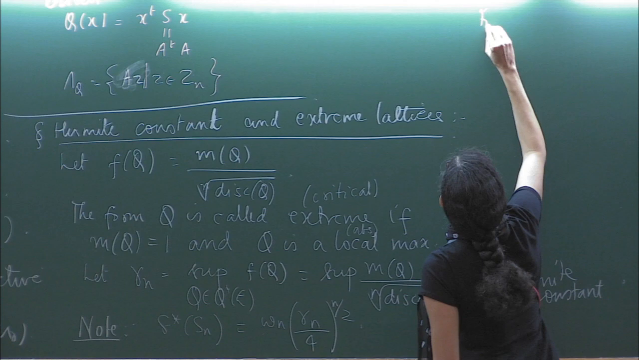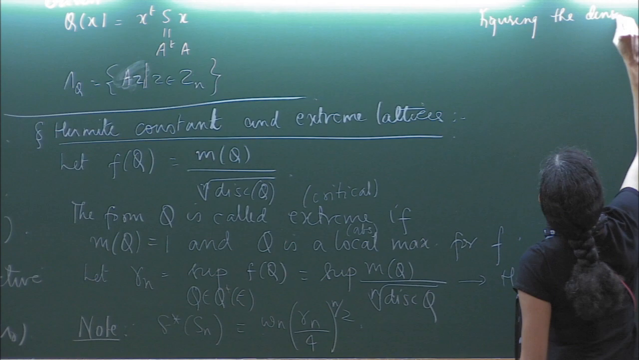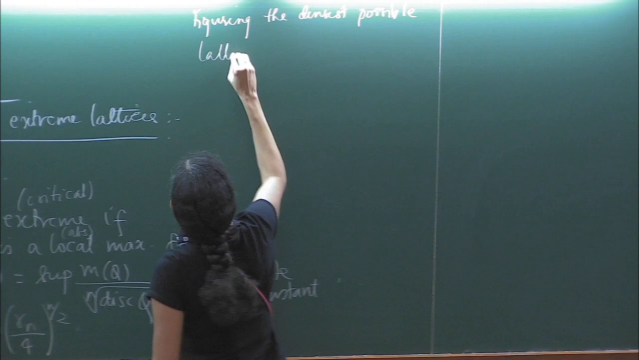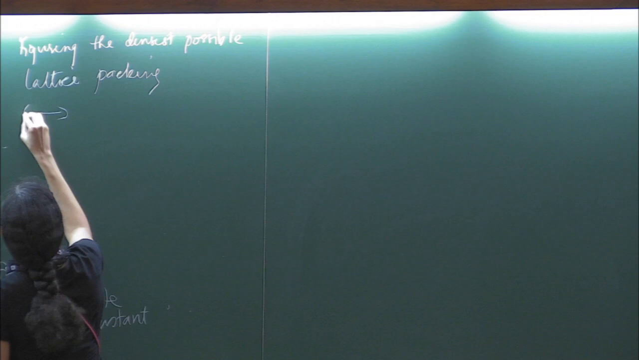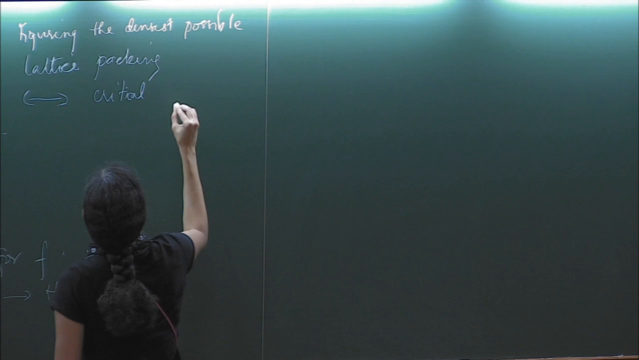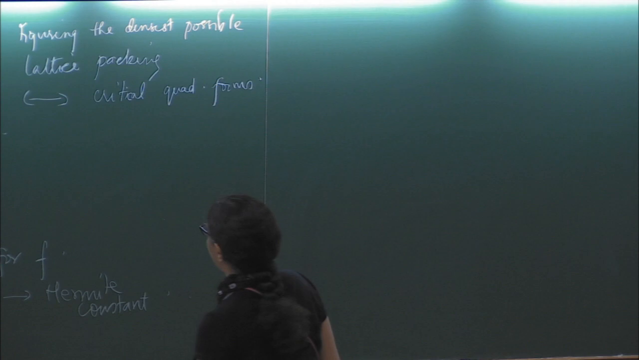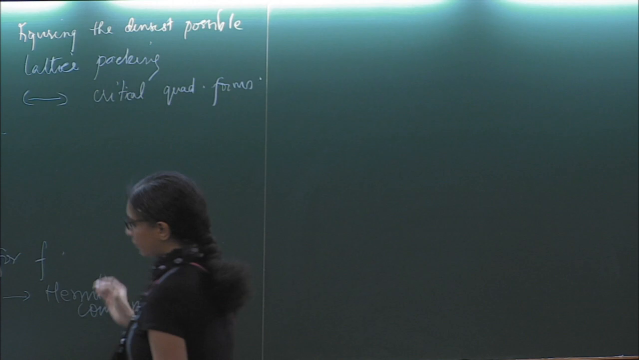Figuring out the densest possible lattice packing corresponds to figuring out the critical quadratic forms. And that's the goal of lattice reduction theory. Before that, I want to say a few words about this Hermite constant.